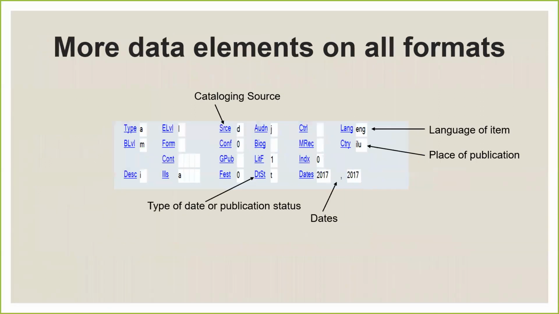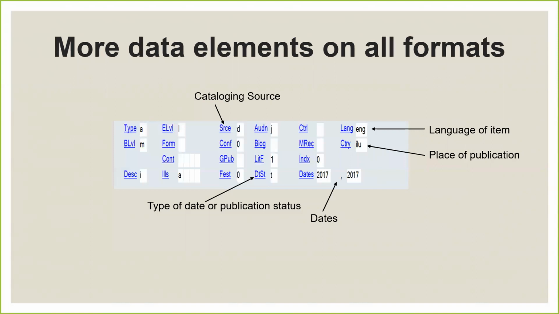Some of the data elements that you will find on all the formats are type of date, or publication status, date 1 and date 2, language code, country of publication, and cataloging source. The DTST here is used for the type of date. For books, video recordings, and audio recordings that are not reprints, this will usually be S, to signify a single publication date.